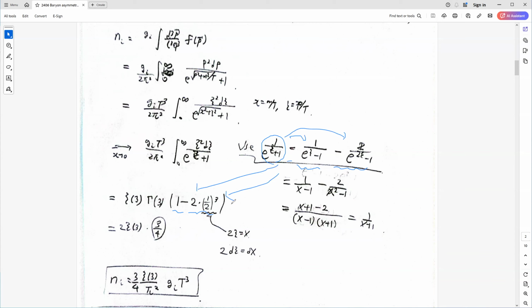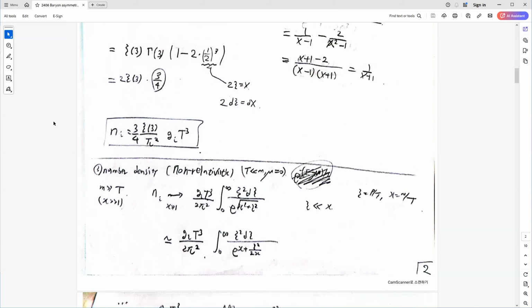As a result, there is an additional factor of 3/4. So the number density for the fermion case in the relativistic limit has an additional 3/4 factor, and the other parts are the same. So we will insert this 3/4 factor for the fermion case in the relativistic limit.